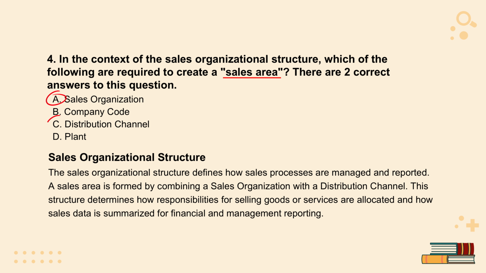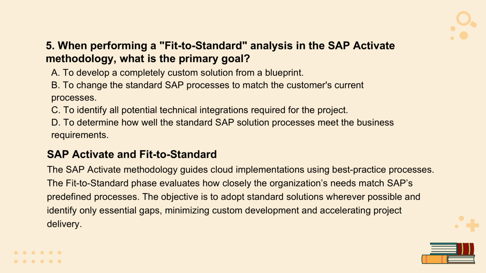Got it. So things like company code or plant, they're important, but they don't define the sales area itself. Exactly. They're critical for finance and logistics, respectively, but the commercial definition, the sales path, is sales org plus distribution channel. Okay, clear. Now let's shift to actually setting up all this structure. Thinking about the SAP Activate methodology, there's a big emphasis on fit-to-standard analysis. What's the main goal there?